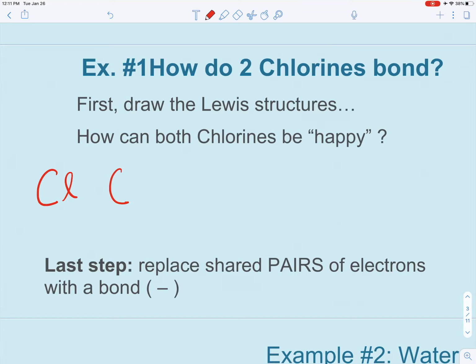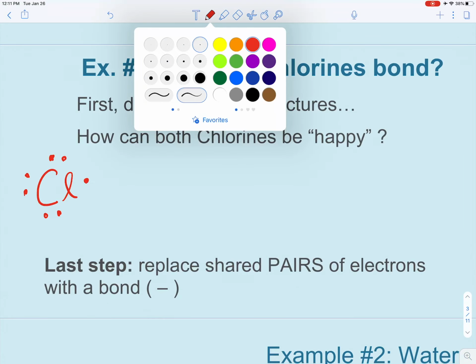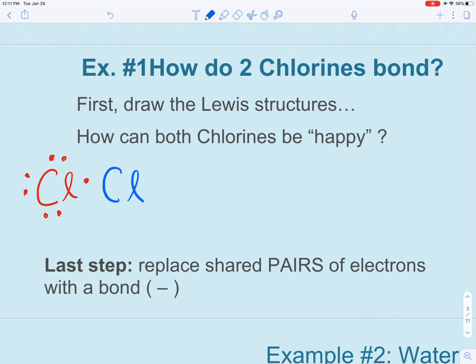I'm going to use two different colors. So one chlorine, each chlorine has 7 valence electrons, and that's always a good place to start, by drawing the valence electrons. The other chlorine also has 7 valence electrons. So you might think, well, can't one chlorine just give to the other chlorine? Well, both chlorines would not be happy or satisfied because one chlorine would have 6 valence and the other would have 8. So is there another way to do this?